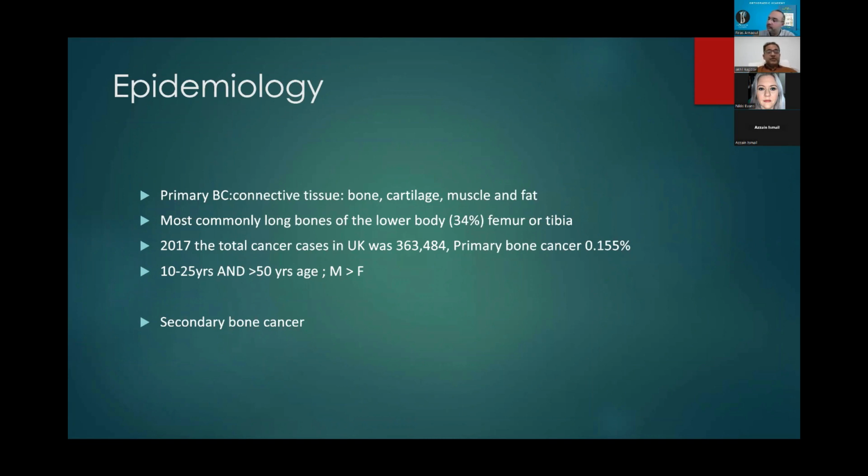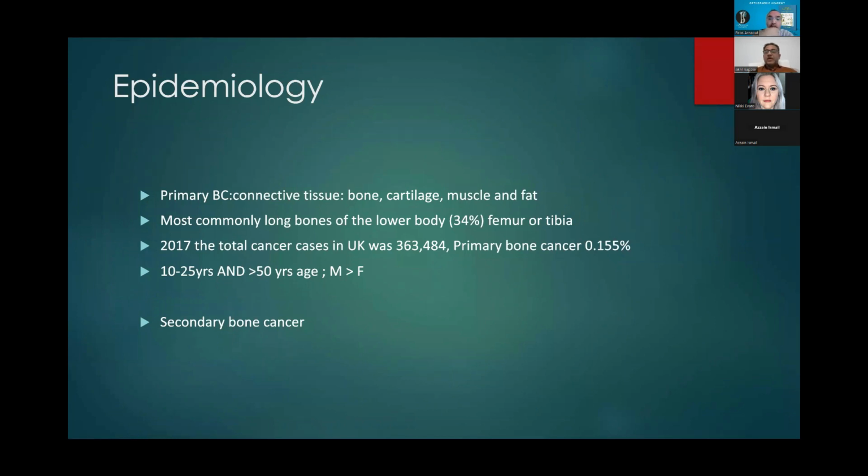For some figures, in 2017 in the UK, out of total cancer cases of roughly 363,000, bone cancer primarily formed 0.155% of this group of patients. The common age groups for bone cancers are bimodal. There is a bimodal pattern of diagnosis where there is a group between adolescents and young adults, and then it peaks beyond the age of 50 years. It is slightly more preponderant in males than females.